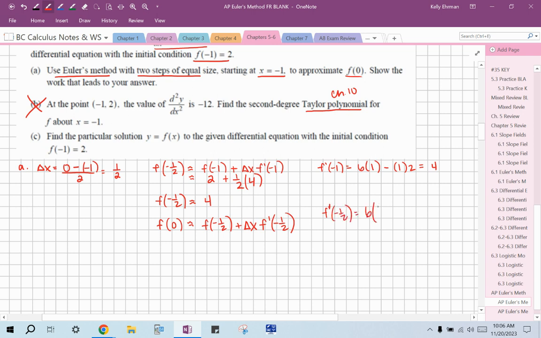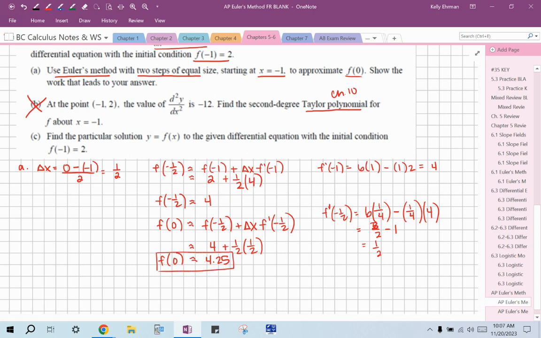6 times -1/2 squared minus -1/2 squared times y, which was 4. Did I get that right? Yeah, times y. So 6/4 is 3/2 minus 1. 3/2 minus 2/2 is 1/2. Okay, so f of 0 is 4 plus 1/2 times 1/2. 4 1/4, I would just call it 4.25. Or 17/4 if you want.